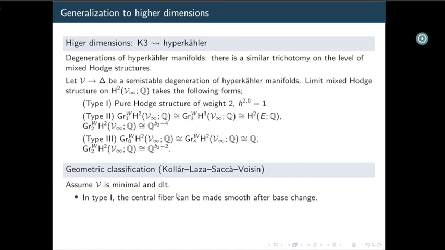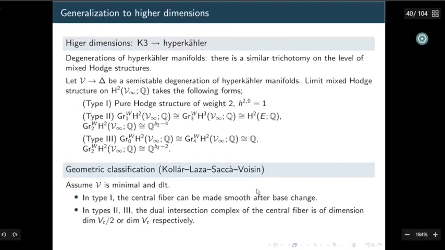So in type 1, if I have such a degeneration, and if I have a limit mixed Hodge structure of the first type, then after base change, the central fiber can be made smooth. What I'm talking about here is some sort of partial generalization of this theorem of Kulikov, Persson, and Pinkham that I described before. So in type 1, you can make it smooth after base change. And in types 2 and 3, you can do something not quite as nice as what we saw before, but we can also give some sort of geometric classification of what happens at the central fiber.